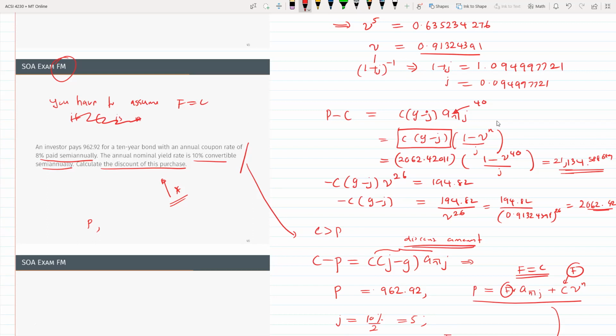Sometimes F is not C, but the C can be found using the information given. If C cannot be found using the given information, then you assume F equals C.